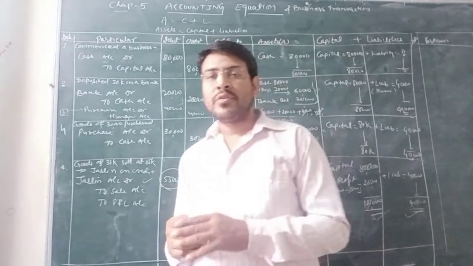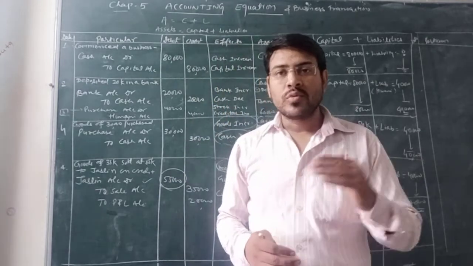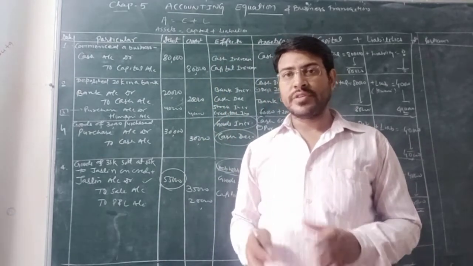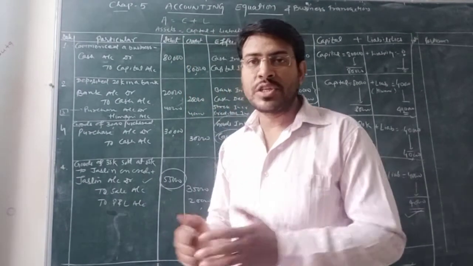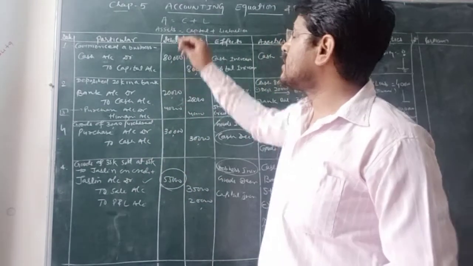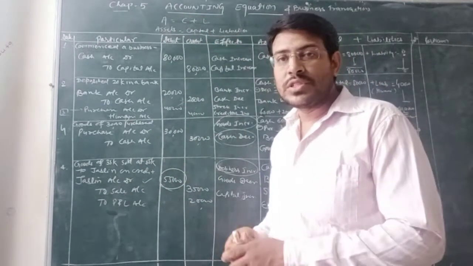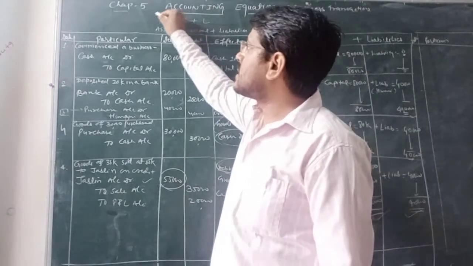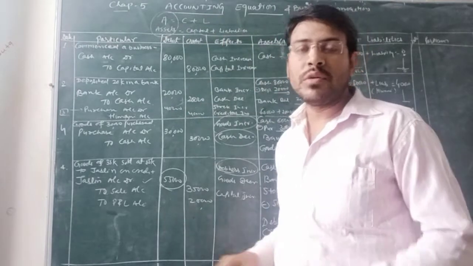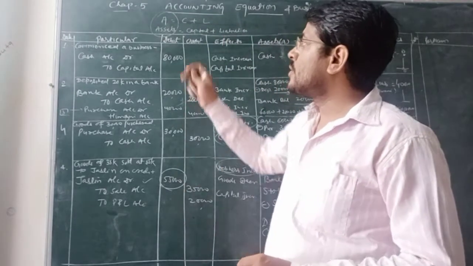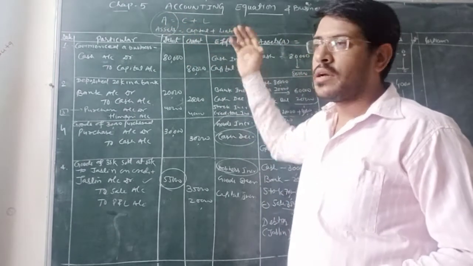Friends, after doing these effects, we have over here to see how to deal with them in the accounting equation. First of all, we should know what is accounting equation and by which name it is to be denoted. So friends, it is denoted as A = C + L. Accounting equation shows that whatever your assets are, your capital plus liabilities both are equal to the assets. So you can say A stands for assets, C stands for capital and L stands for liabilities.